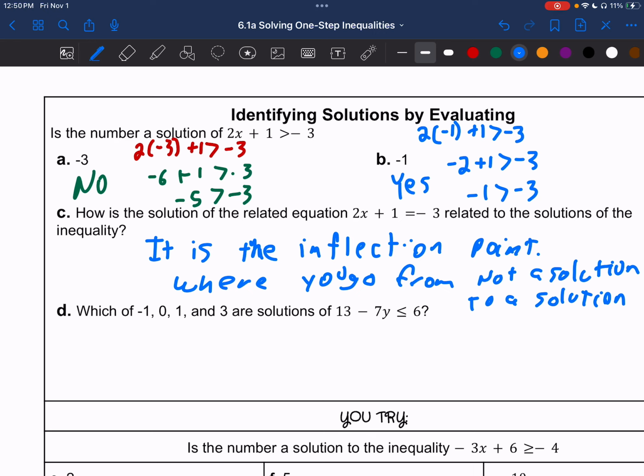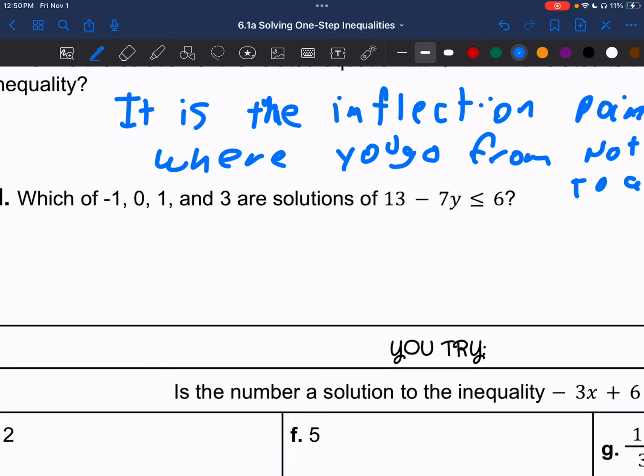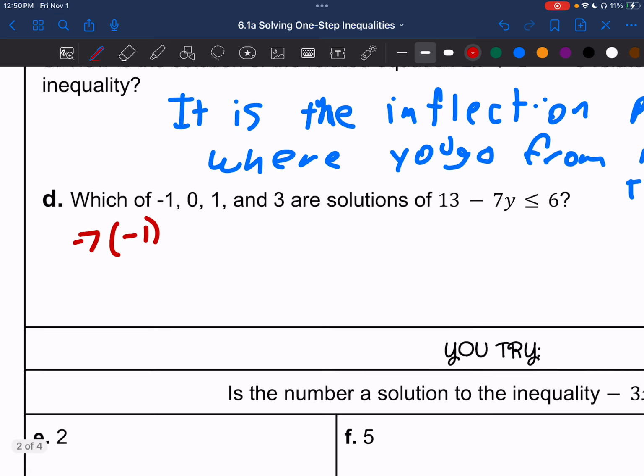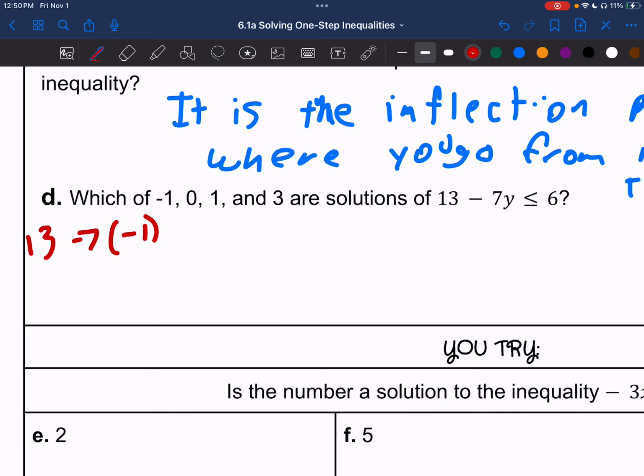All right. So now we're going to go ahead and do letter D here, where we're going to substitute in a bunch of values into the same equation or inequality and see if they're true. We had 13 minus 7 times negative 1 is less than or equal to 6. So when we do that math, negative 7 times negative 1 is plus 7. Is 20 less than or equal to 6? No.